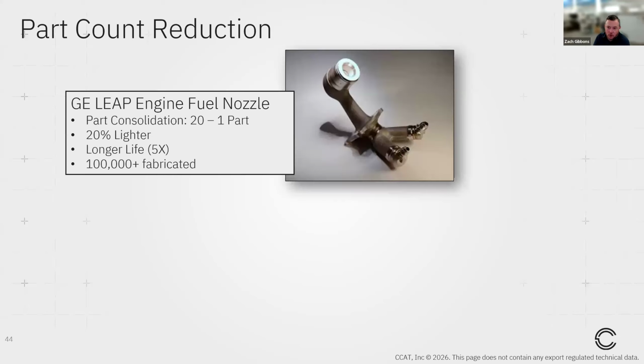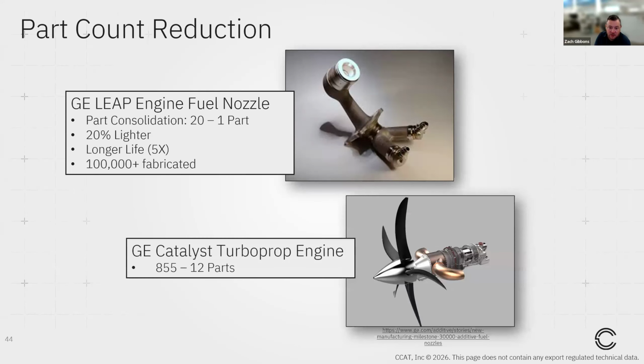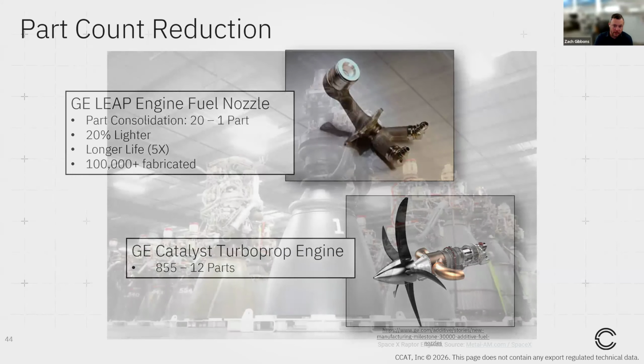This is the GE LEAP engine fuel nozzle, probably one of the most famous additive parts today, where they consolidated 20 parts down into one individual piece, making this fuel nozzle 20% lighter, increasing its life by a factor of 5. And at this point in time, there's probably upwards of 100,000 nozzles fabricated. This is just an image of their Catalyst turboprop engine, which they received some recent FAA approval to continue forward with the development of. And they have reduced 855 parts down to 12 parts solely using additive manufacturing.